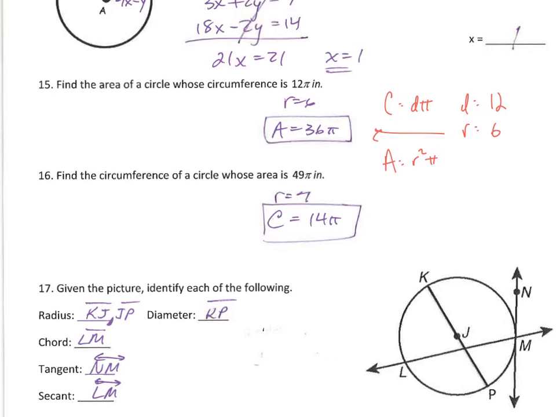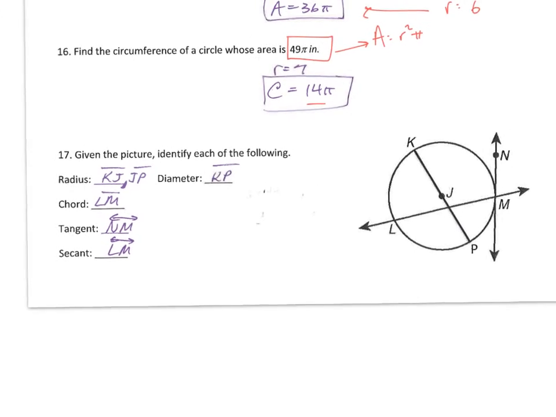16, find the circumference of a circle whose area is 49 pi. So now, area is 49 pi. We know area is radius squared pi, so radius squared is 49, radius is 7. We know circumference is diameter pi. If the radius is 7, the diameter is 14, so the circumference is 14 pi. Again, this takes a little bit of practice, but it's really not anything too crazy here.